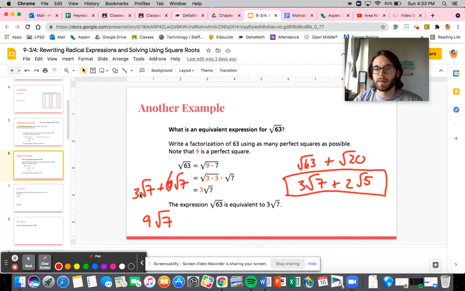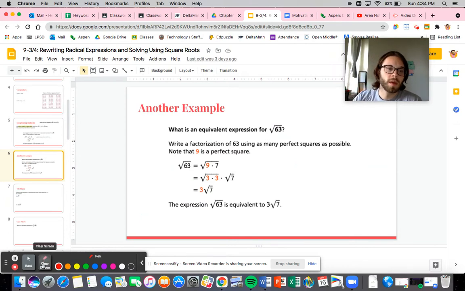Right, like 3 square root of 7 plus 6 square root of 7. Well, there's 9 square roots of 7 in total. But 3 square root of 7 plus 2 square root of 5. Well, now there's 2 square roots of 5, and then there's 3 square roots of 7. That'd be like me trying to combine an x and a y, right? It's not exactly the same.